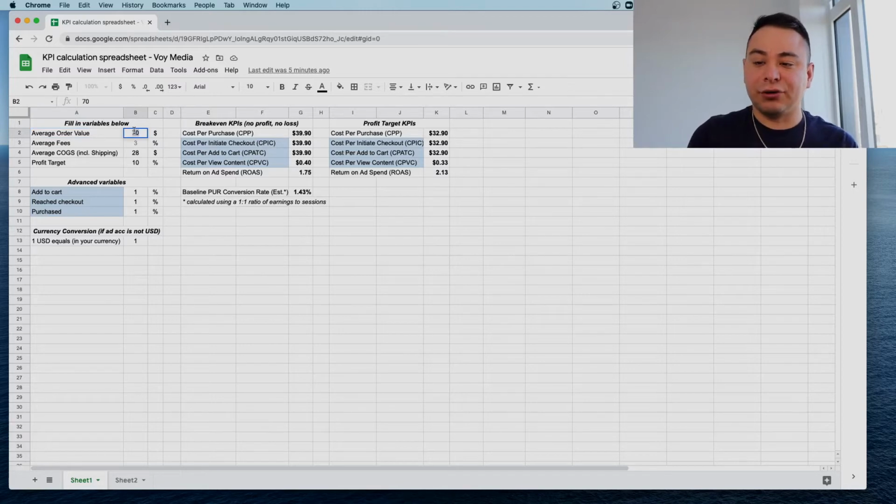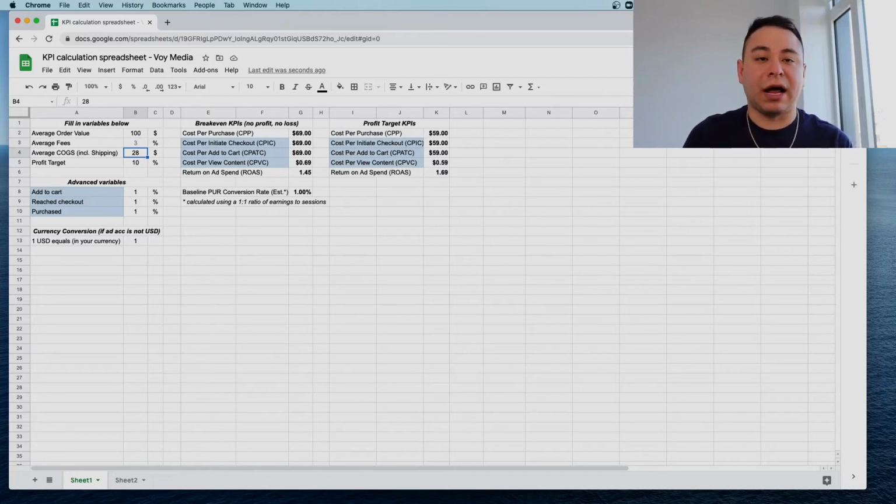Let's say your average order value is $100 of a product that you're selling. What are average fees? So average fees is kind of like your credit card fees, Stripe fees, your software fees, just the basic fees that you have. You always want to add some of these numbers to your calculation. That way you can be sure that you're making profit and also not in the negative. Now we want to add in your average cost of goods sold, including shipping. So this number is pretty important because this is how much it costs your product to make and ship.